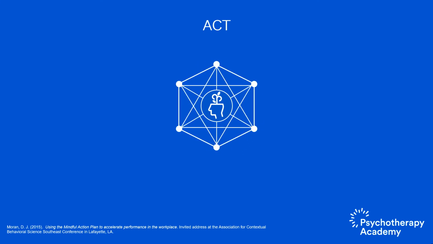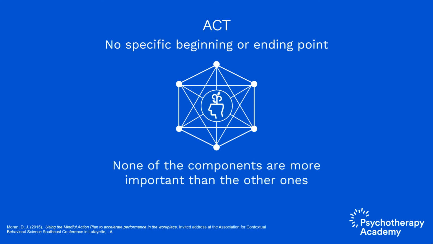But in philosophy, when we talk about circular models, we're highlighting that a method doesn't have a specific beginning point or ending point. And let's highlight that all the points on this model are equidistant from the center. So none of the components are more important than the other ones. The reason I'm highlighting this idea is not just to make an academic point about the history of ACT or to make a philosophical point about the model, but to emphasize 2 important application ideas.